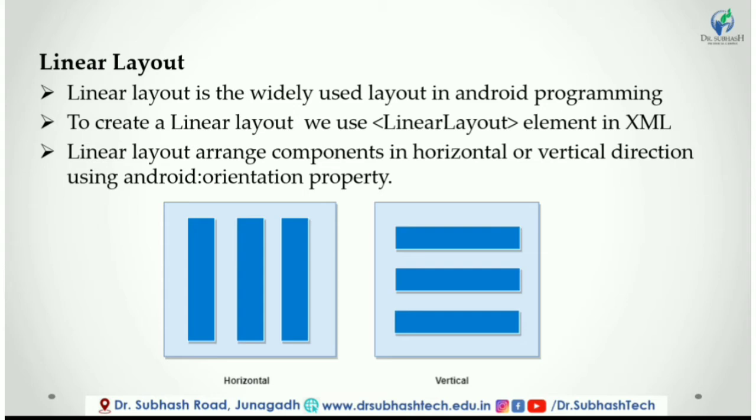A linear layout aligns each child view in either a vertical or horizontal line. A vertical layout is a column of views, whereas a horizontal layout is a row of views. The linear layout supports a weight attribute for each child view that can control the relative size of each child view within the available space. Now we will see an example of linear layout.